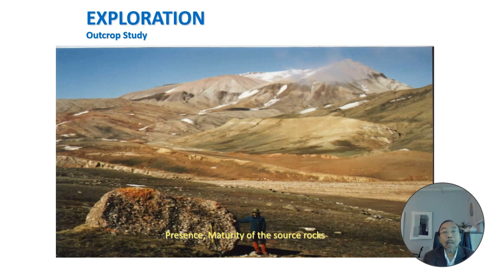Outcrop study. The picture indicates presence and maturity of the source rocks. The outcrop and well data are able to reveal quality of total organic carbon, type of kerogen, level of maturity of source rock quality, and having an indigenous hydrocarbon generation potential.